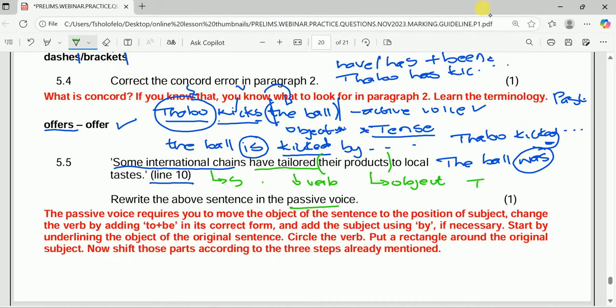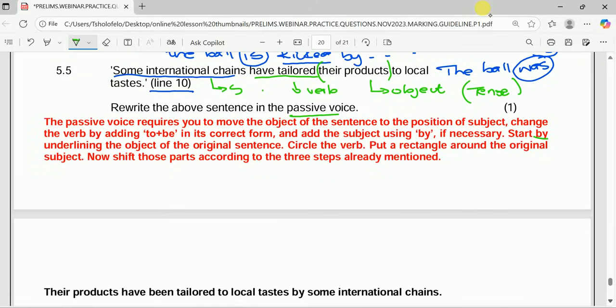Also, it's important to determine what? Tense, so that you effect the correct changes pertaining to tense. And then "some international chains have tailored." This is a what? Perfect tense. So now let us look into the corrected one.